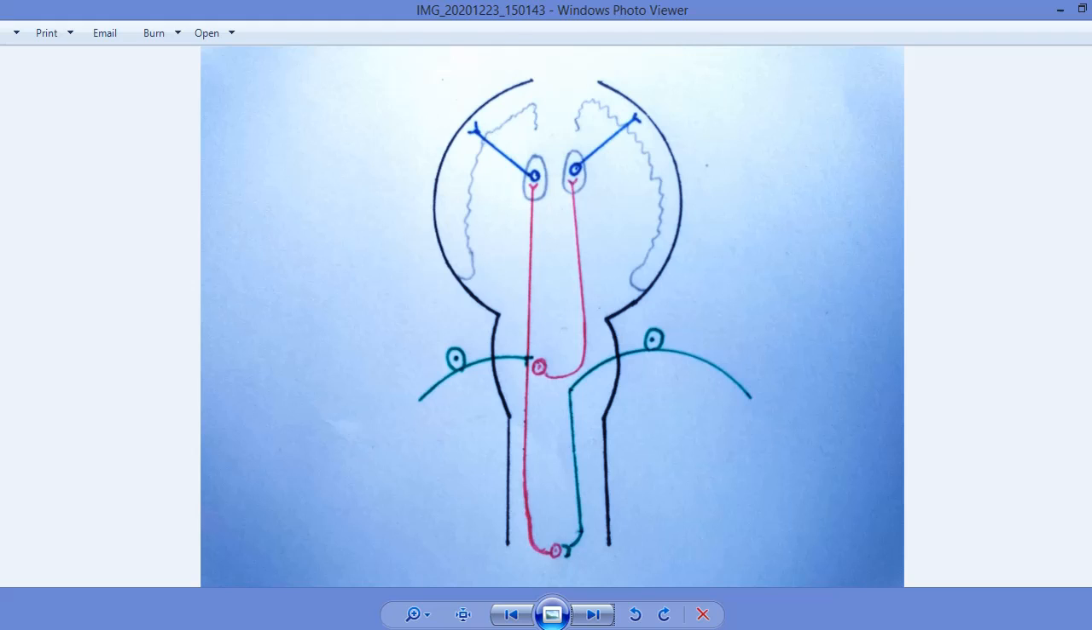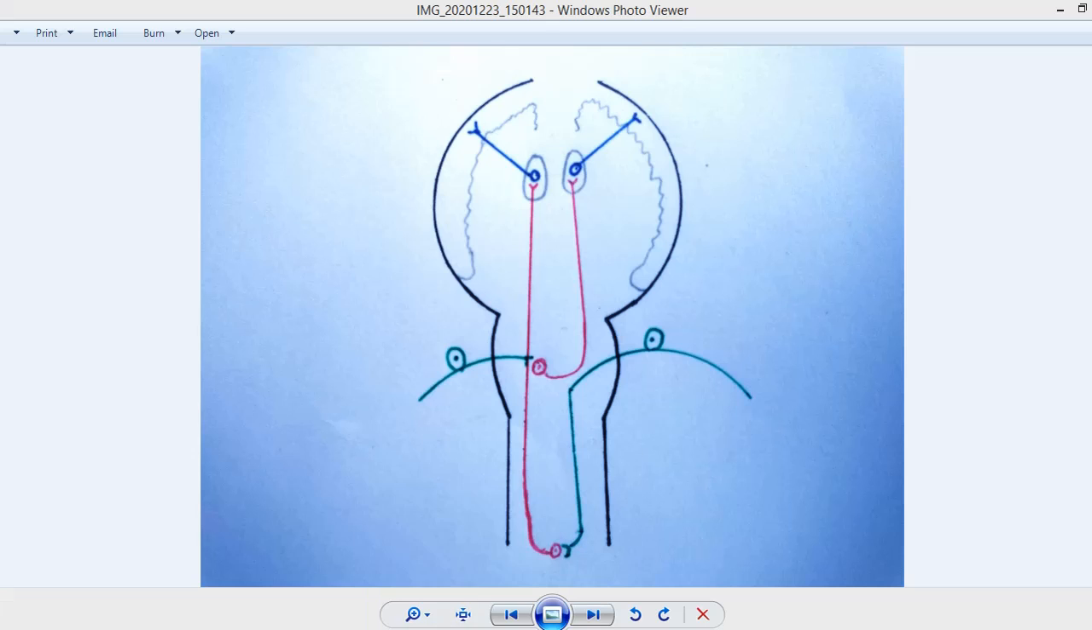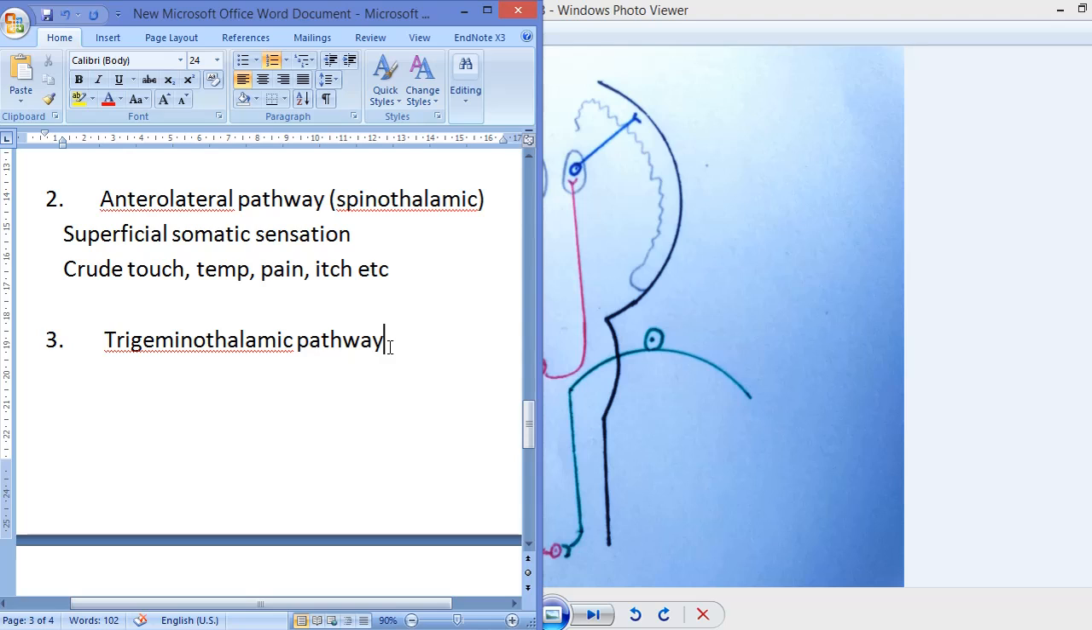The trigeminothalamic pathway carries impulses from the upper part of the body. Upper part of the body means above the neck. It carries impulses from the face, from the oral cavity, and from the nasal cavity. The trigeminothalamic pathway carries impulses of superficial sensation as well as deep sensation.